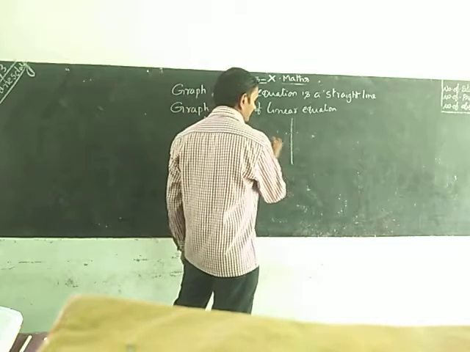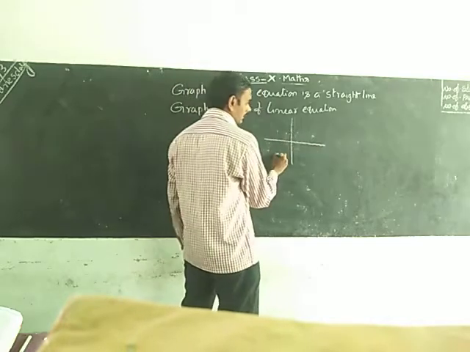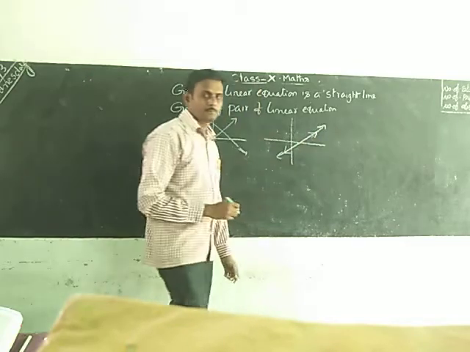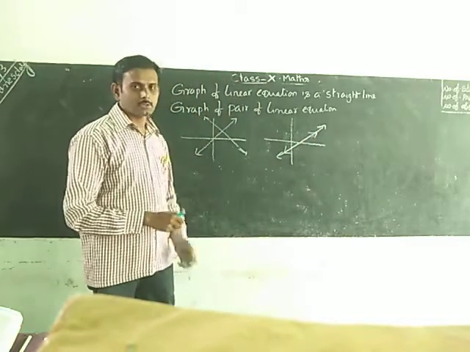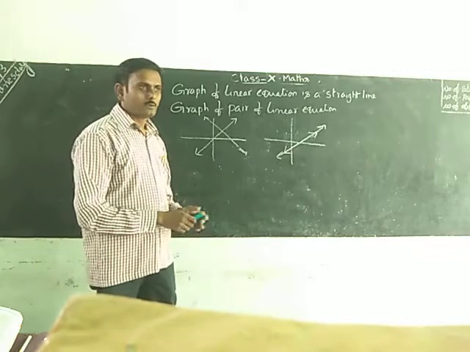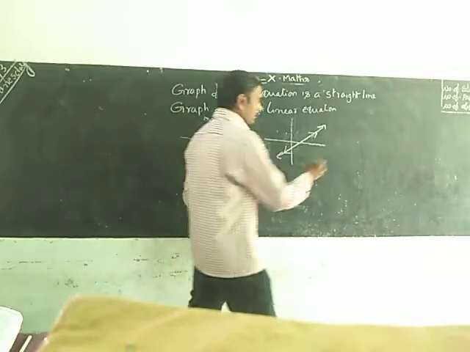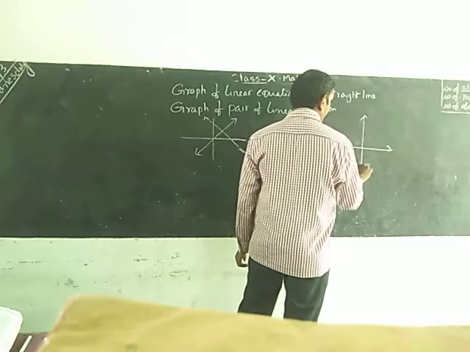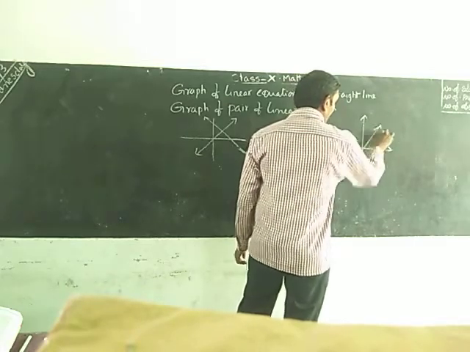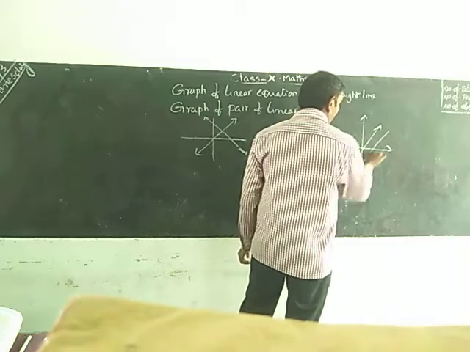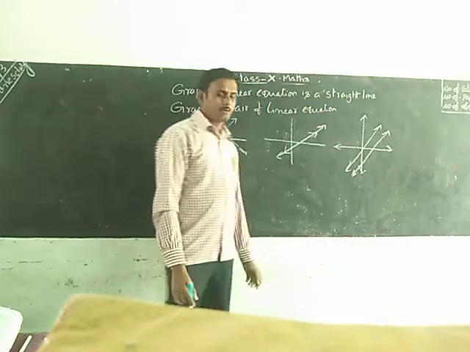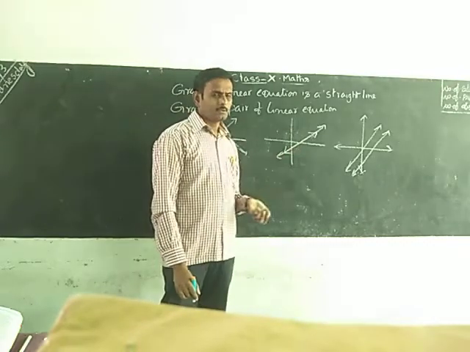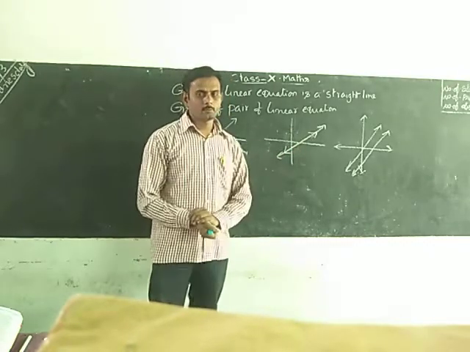Another model: if we take the graph like this, two straight lines on the same line. Another one is, for understanding purpose only, I am drawing like this. They are not always like this; they may be on this side or this side. Okay, these three situations will be possible.